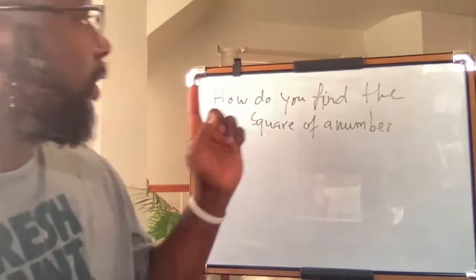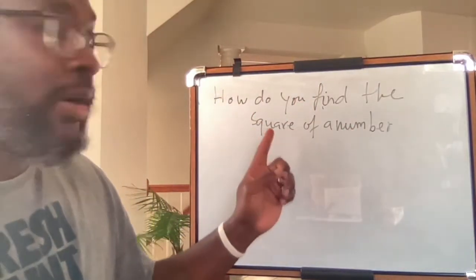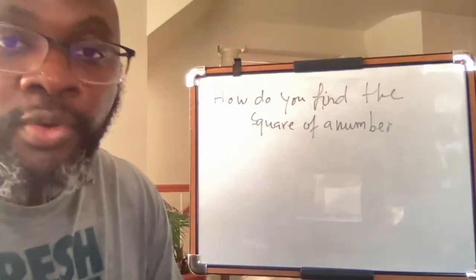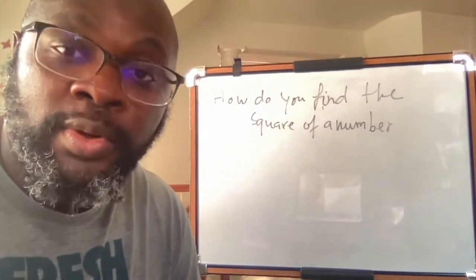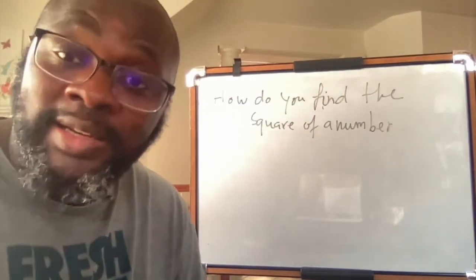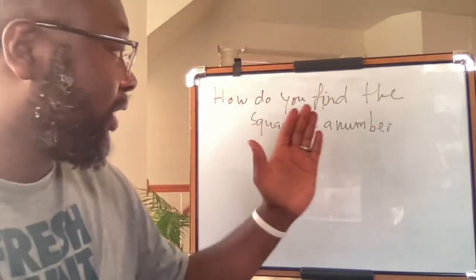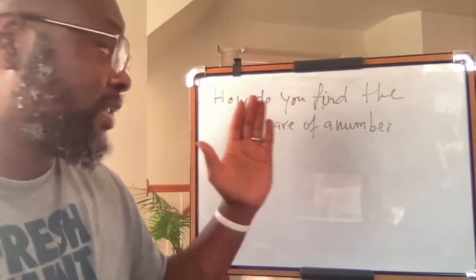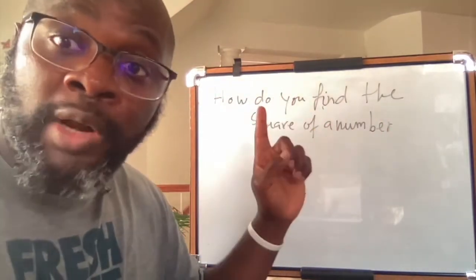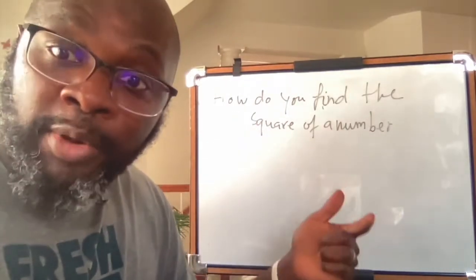Okay, so if you see on my board, I said something here. How do you find the square of a number? So for example, if I ask you, what is 3 squared? What am I asking you to do? If you don't understand the definition, it's hard for you to do the problem. So when I say, how do you find the square of a number, or if I ask you to find the square of a number, what I'm actually saying to you is this: multiply that number by itself.